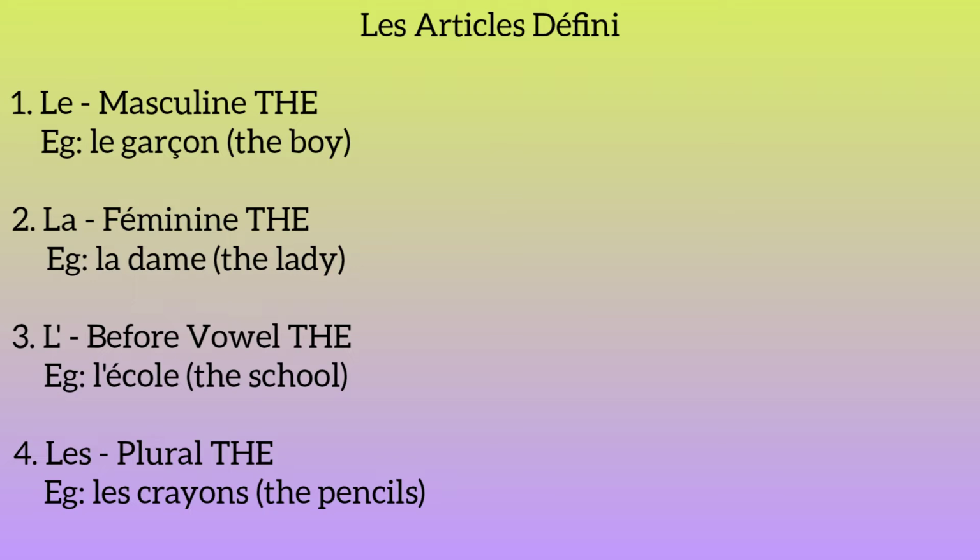Now, there is one very important rule. In the third and fourth case, which is l'apostrophe and les, we don't care whether the word is masculine or feminine in gender. But if the word is starting with a vowel, we have to put l'apostrophe, and if the word is ending with an S, which means if it is plural, we have to put les. Don't care about the gender.